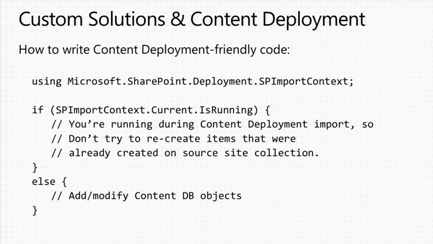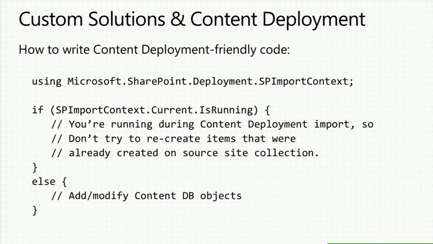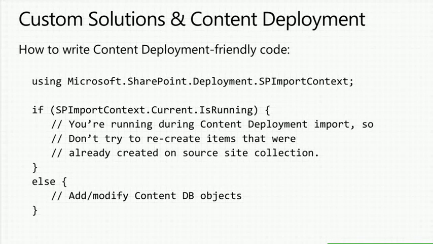So I've got a little snippet here that basically shows at a very high level, you don't have to do anything, it's not rocket science here, it's very straightforward. We simply leverage the content deployment import context class and check to see if it's running, and if it is, don't do whatever you were going to do. And if it's not running, go ahead and modify the object. So it's fairly easy to do. It's just something that generally speaking, people don't consider or forget.